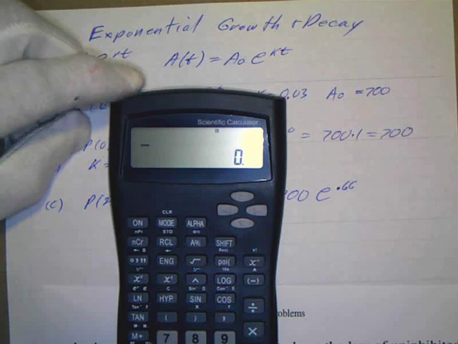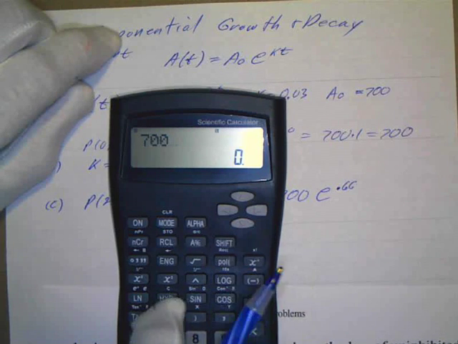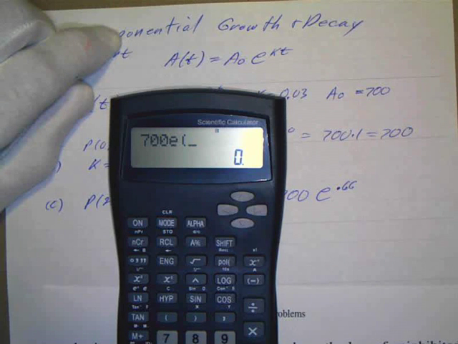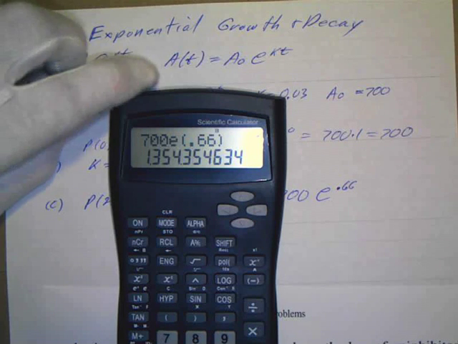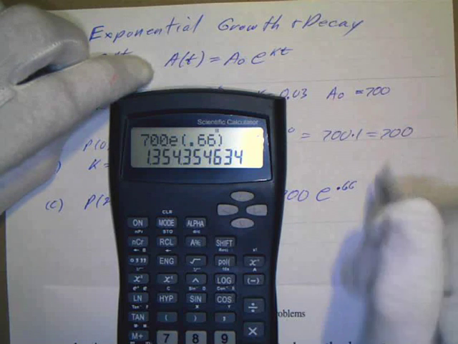If we clear that and want to put this in, I put 700, then shift natural log, and I get the e. Then I put a parenthesis for the exponent, since this calculator doesn't provide the parentheses, and e to the 0.66 and close the parenthesis. So that's 700 times e to the 0.66 power, and that equals 1354.35.